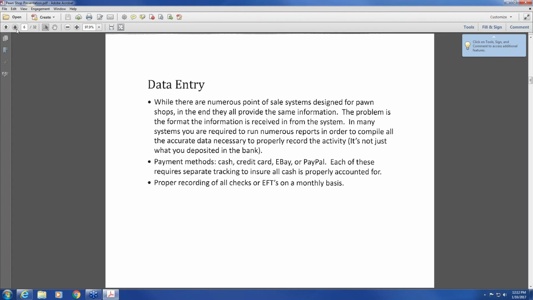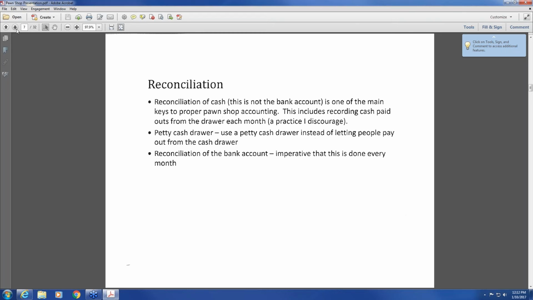Another thing that goes on with pawn shops is a lot of us have paid outs out of our cash drawer. So in addition to the normal activity that's going on in there, where we're receiving payments, paying out money for loans, possibly purchasing inventory, we're using that to pay out other things out of our drawer. Well, a lot of times that is where part of the confusion comes into play, because we're not properly accounting for those paid outs that are coming in and out of our cash drawer.